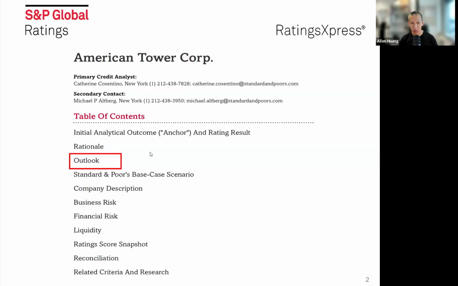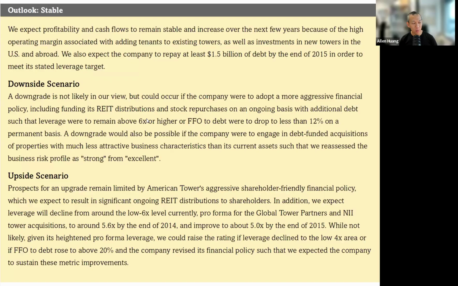This is to provide some guidance to the users of credit ratings so that they can anticipate any changes in the ratings and under what scenarios those changes might happen. So this is a very typical outlook section of a rating report. The outlook section would start with a brief overview of what they believe the company's credit scenario would be, and then it would go down and cover some of the upside and downside scenarios.